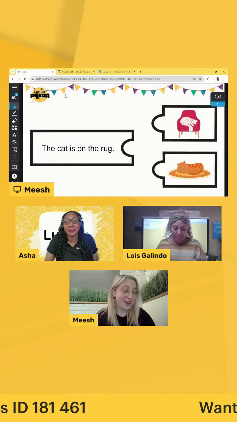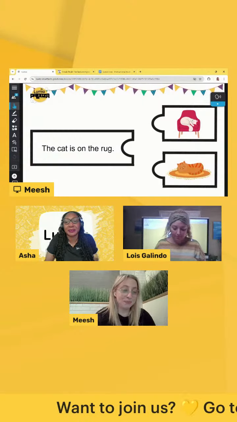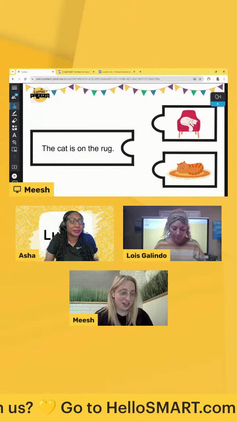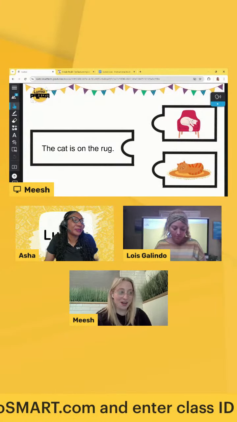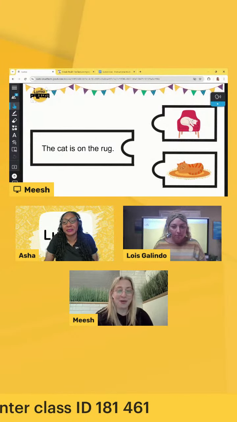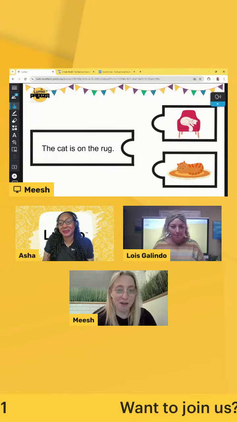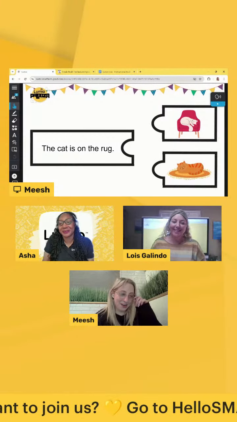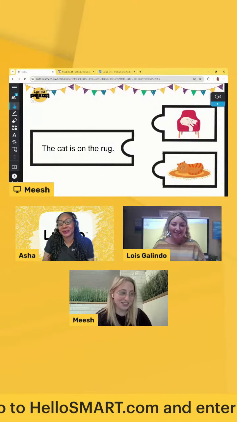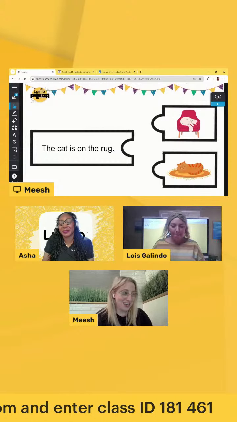Going along with my early learners here, I've got this puzzle, which I really like to digitize some puzzles because if you were in the classroom with me, you would have known that my puzzles were going missing all the time. They were being hidden under the carpet, they were being thrown away on accident. So, what a fun way to digitize these.